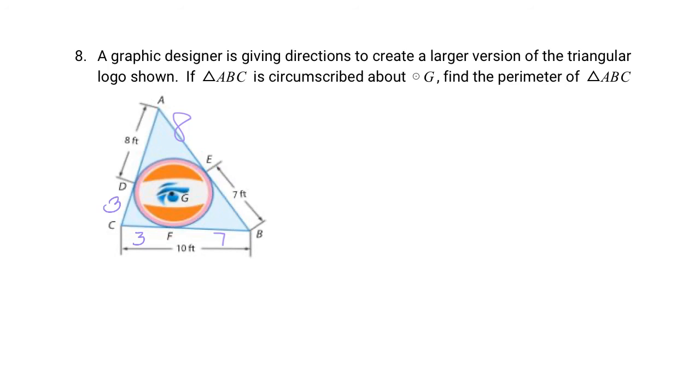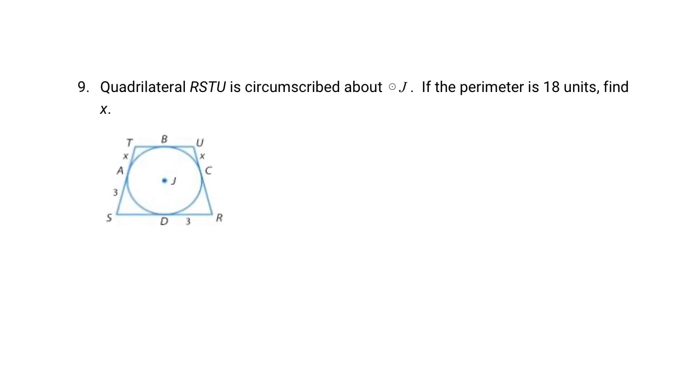So all I have to do is add all these parts together. 8 plus 8 plus 7 plus 7 plus 3 plus 3. And we get 10, 20, and 16 is 36. So 36 feet is the perimeter around. Same idea. Try the next one on your very own.